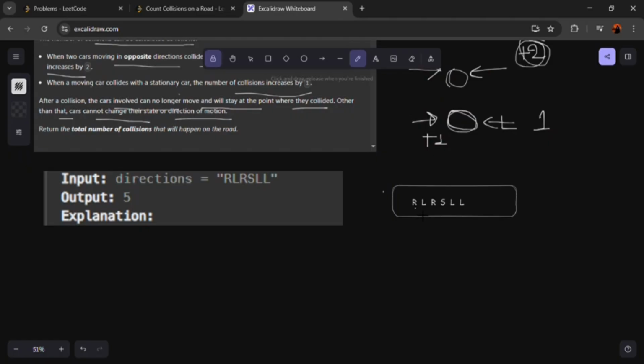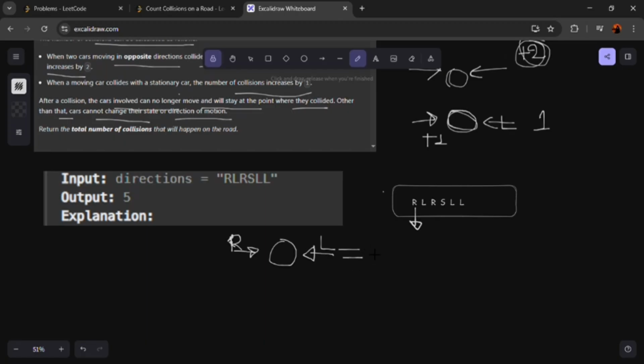Okay, let's understand. First there is R, which means the car moves in the right direction. And if the car moves in the right direction, this car finds that there is also another car which comes in the left direction. So they are in opposite directions, so there is a chance to collide.